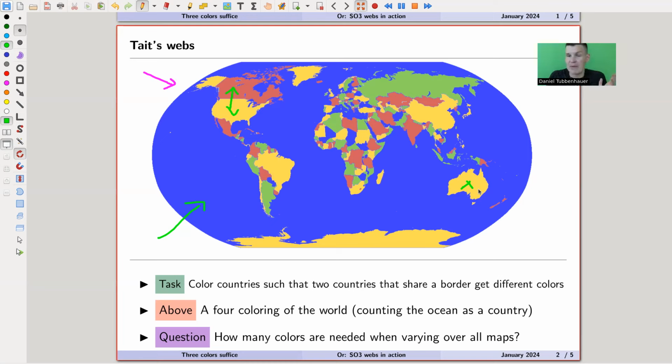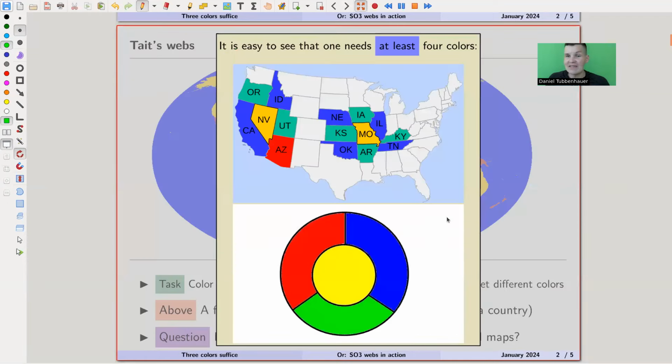A priori, there could be a map that needs 6, 7, 8, 9, 10, 11, whatever colors. Not quite clear. What is, however, fairly easy to see is that you need at least 4 colors. When I was giving this talk, I was in California, so I found this one really useful, because the existence of California, if you want, is an obstruction for a 3-coloring of the map of the states of the US.